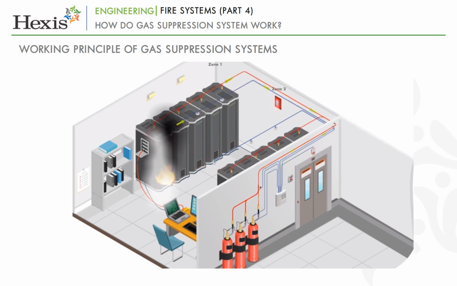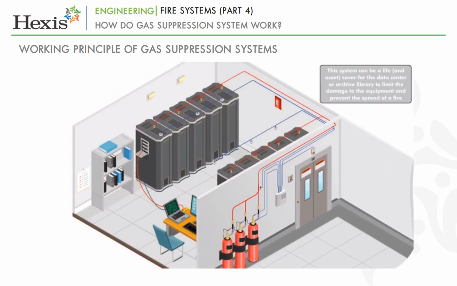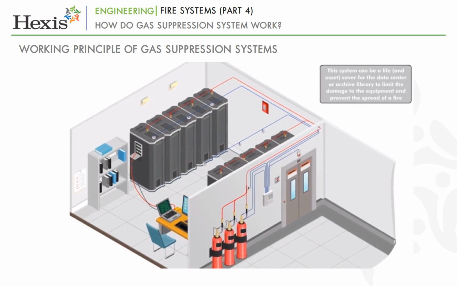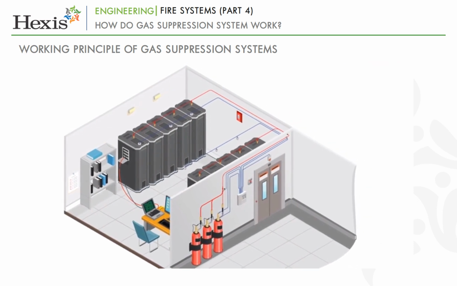Once the clean agent reaches the room in which a fire has been detected, usually in less than 10 seconds, the nozzles will open and deflector shields can direct the agent towards a particular fire-filled zone. As the clean agent floods the room, the oxygen content is diluted enough to stop the fire and prevent combustion. This system can be a life and asset saver for the data center or archive library to limit the damage to the equipment and prevent the spread of a fire.